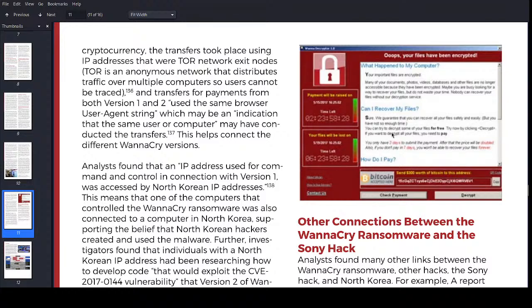You can try to decrypt some of your files for free. Try now by clicking decrypt. If you want to decrypt all your files, you need to pay. You only have 3 days to submit the payment. After that, the price will be doubled. Also, if you don't pay in 7 days, you won't be able to recover your files forever. How do I pay? Send $300 worth of Bitcoin to this address.